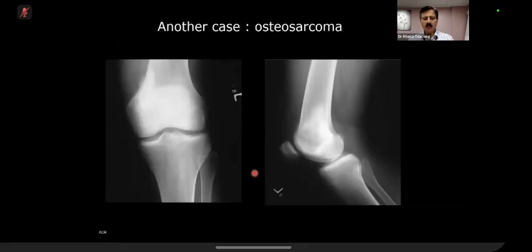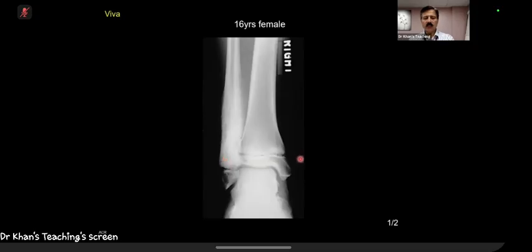Another case of osteosarcoma. I'm showing you multiple examples just to develop your eyes, where you can see this osseous matrix, and then you can see some soft tissue, and look at the zone of transition, which is widened. Another case of osteosarcoma, and this one is in the fibula. And why is it an osteosarcoma? Because of this sclerosis, which is osseous matrix.